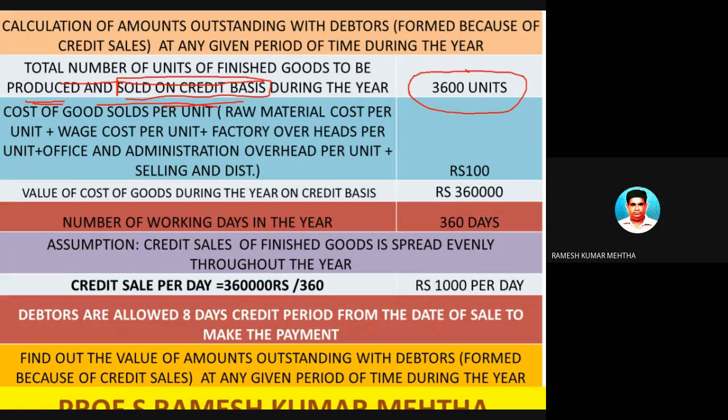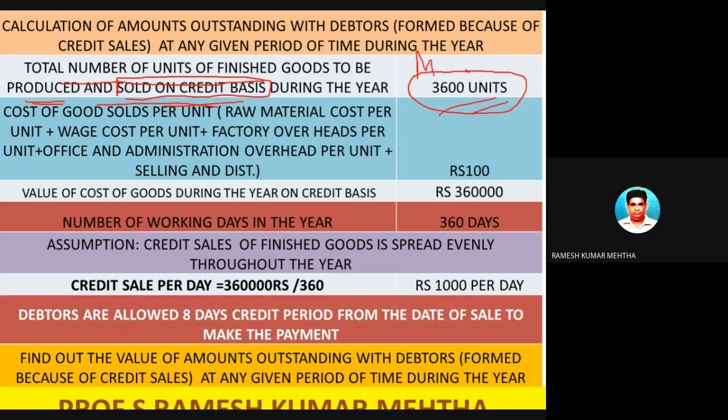So you have to take only those units which are going to be sold on credit basis, because debtors are formed because of credit sales, and you should not take cash sales, because cash sales is where cash is already generated. It's not lying idle. So cash is generated and debtors are not formed because of cash sales. So cash sales should not be taken into consideration for the calculation of debtors. So only credit sales.